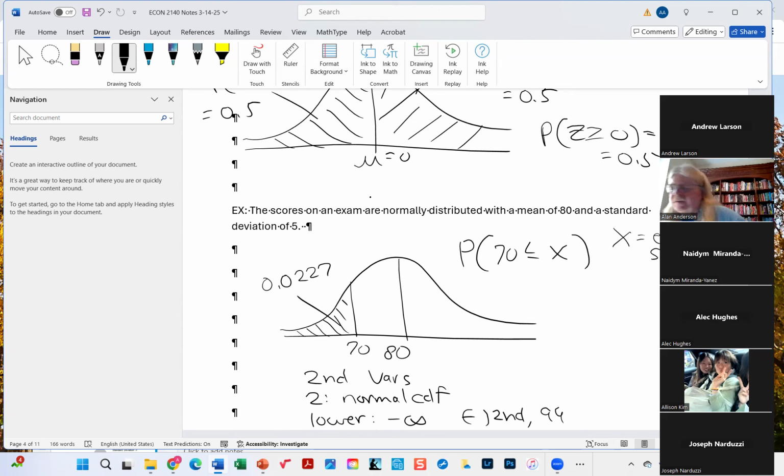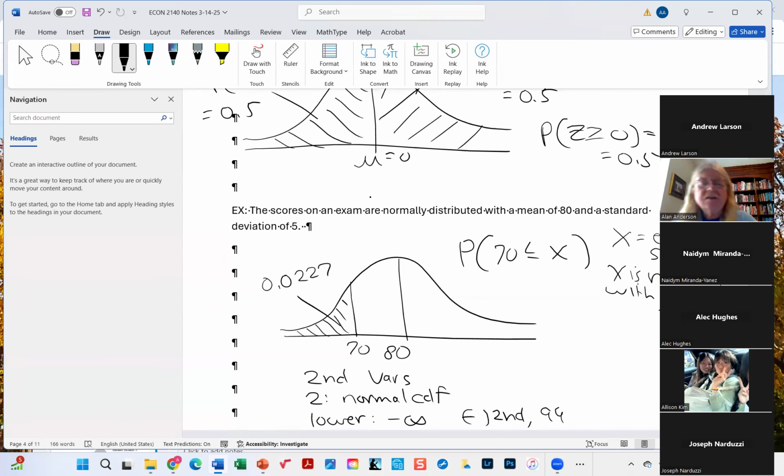X is normally distributed, or normal with mean 80, standard deviation 5. With that being said, we'd like to know the probability that somebody gets less than or equal to a 70 on the exam, or 70 or less.